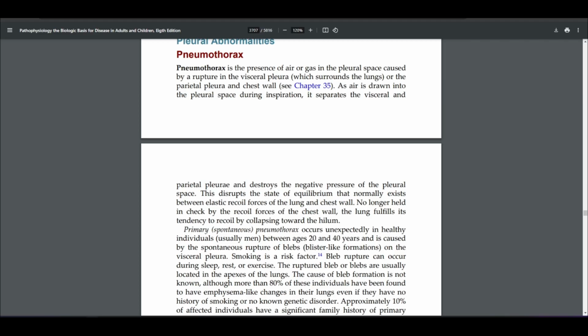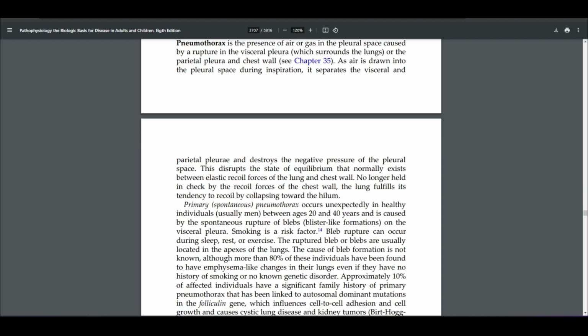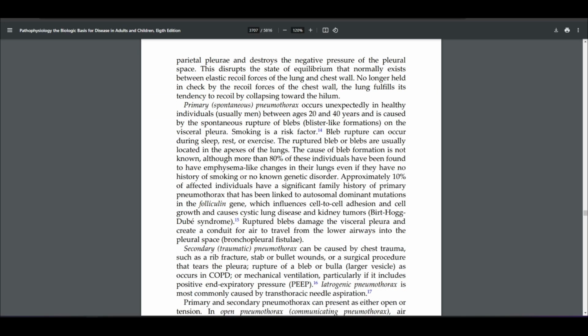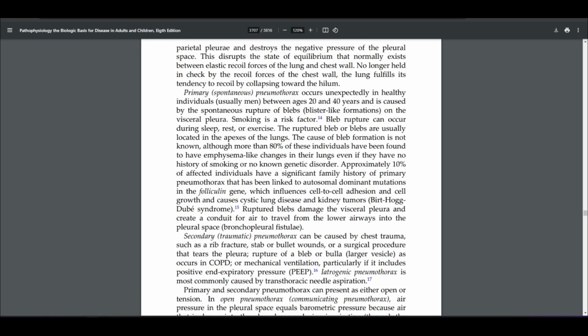As air is drawn into the pleural space during inspiration, it separates the visceral and parietal pleura and destroys the negative pressure of the pleural space. This disrupts the state of equilibrium that normally exists between the elastic recoil forces of the lung and the chest wall. No longer held in check by that recoil force of the chest wall, the lung fulfills its tendency to recoil by collapsing towards the hilum.